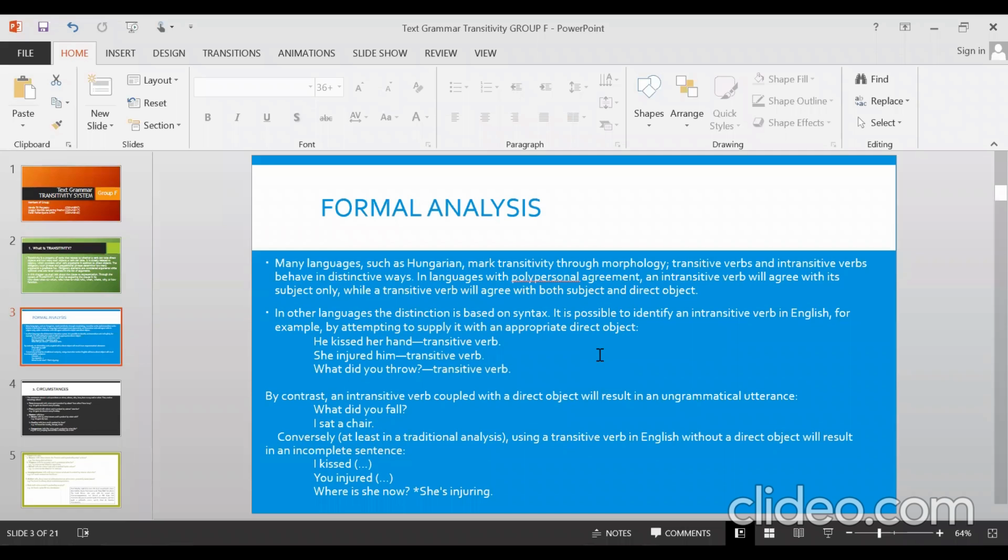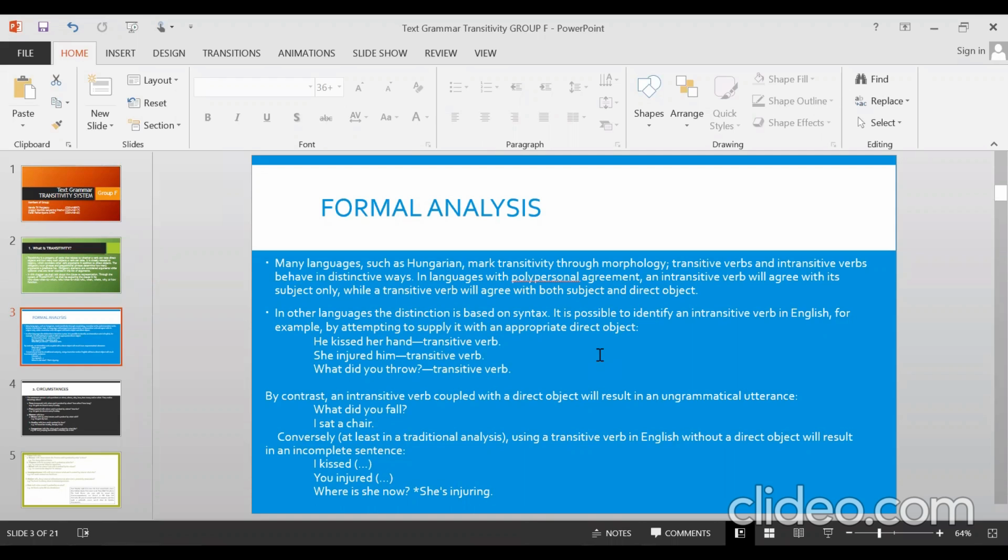The next is formal analysis. Many languages such as Hungarian mark transitivity through morphology. Transitive verbs and intransitive verbs behave in distinctive ways. In languages with polypersonal agreement, an intransitive verb will agree with its subject only, while a transitive verb will agree with both subject and direct object.